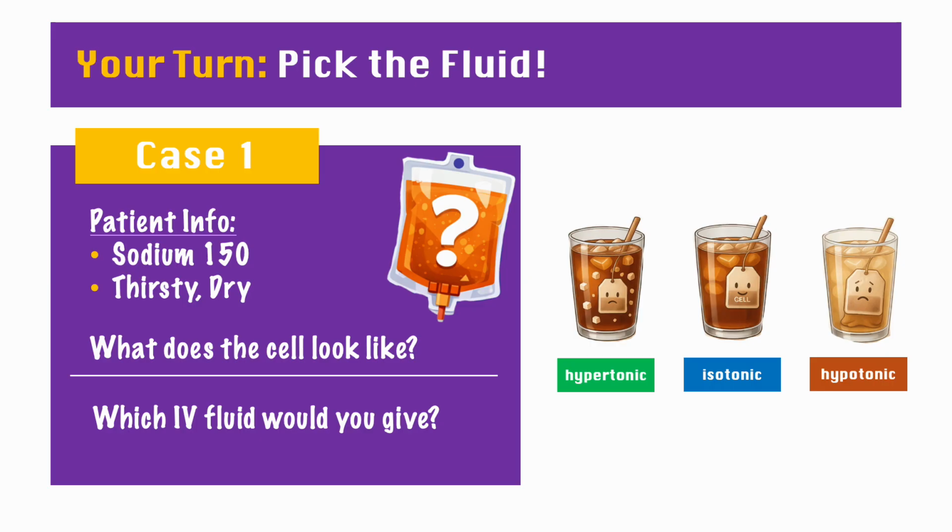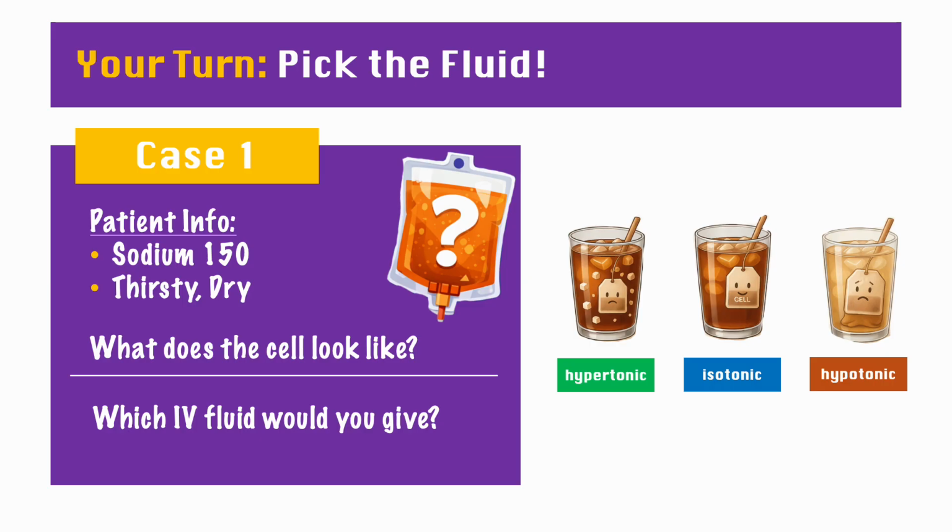All right, let's give you an example here, and you pick the fluid that you would give. So for our patient case number 1, the patient's sodium is 150. Now, in case you don't know, normal sodium levels are 135 to 145. So think, is that sodium low, normal, or high? It also states that the patient is thirsty, and they're saying that they're very dry, meaning that they have some dry mucous membranes. So first off, think about that patient information and interpret what might be going on.